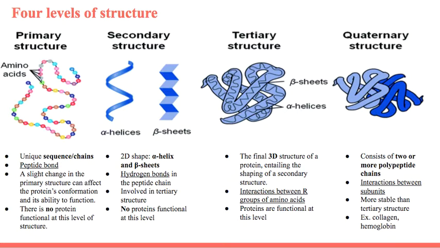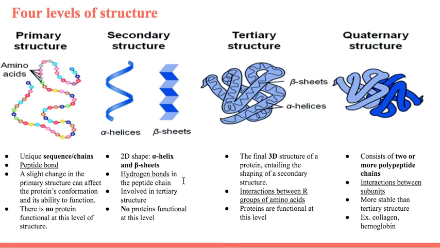Because amino acids, when they are assembled on ribosomes, form chains immediately after the amino acids are binding together. So a slight change in the primary structure will affect its conformation later and its ability to function. And there's no functional protein at this level, but it's just extremely important.